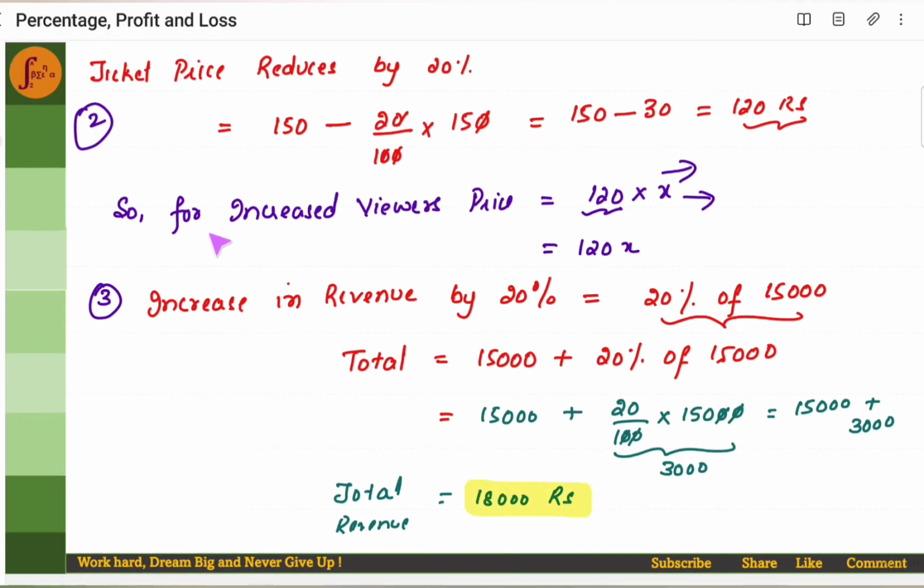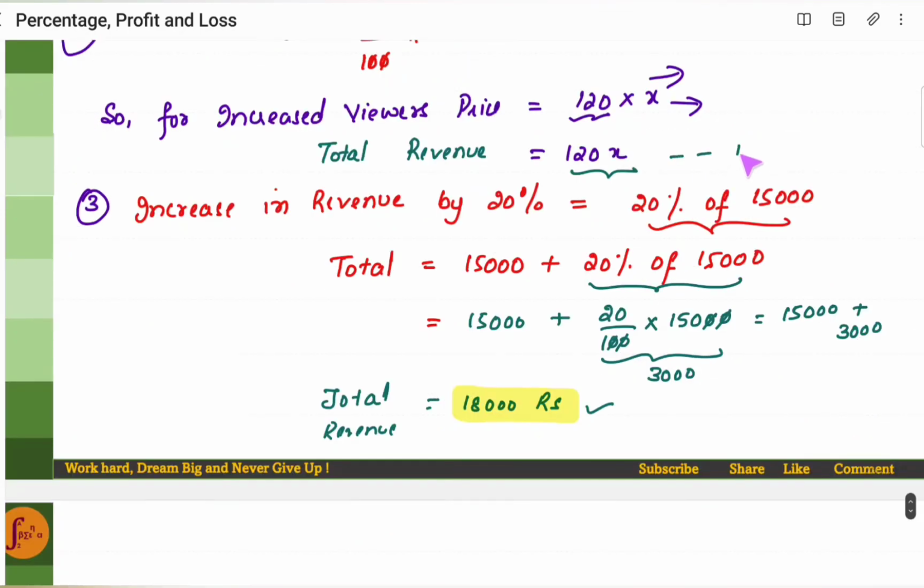So here, if you notice at step 2, we assume that there are X number of viewers. After the discount, the number of viewers increased and the total number of viewers is X. And the ticket price got reduced to 120 rupees because of the discount. So for all these X viewers, with per ticket being 120 rupees, the revenue here is 120X. Now this 120X should be equal to 18,000 rupees. The total revenue here is 18,000, in terms of number of viewers into per ticket.